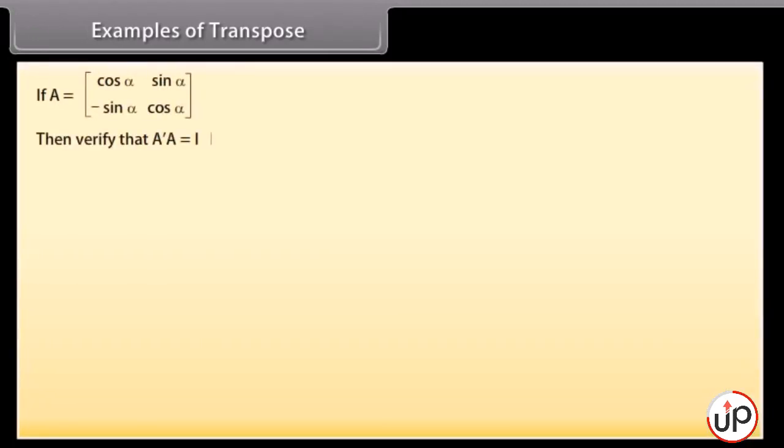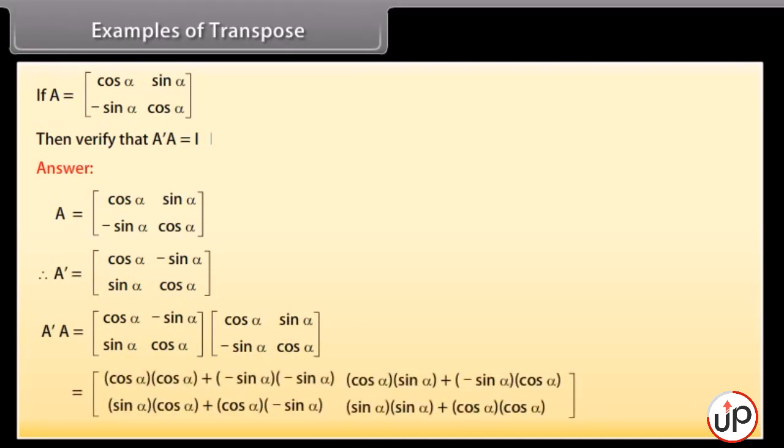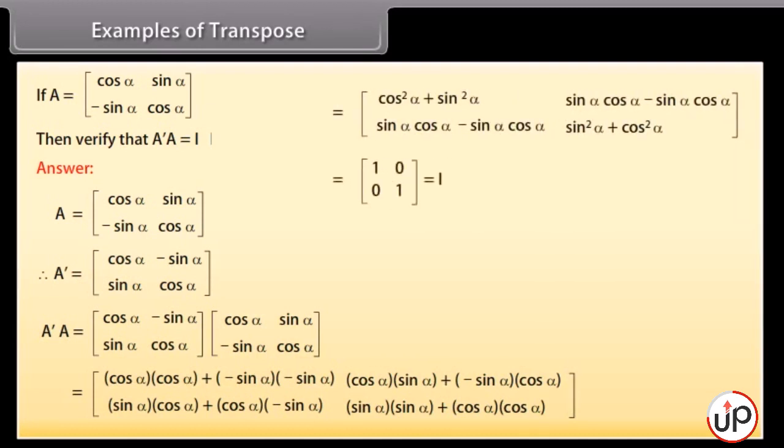Examples of transpose. If A is given, then verify that transpose of matrix A into matrix A is identity matrix. A is given. Therefore, its transpose A dash is the matrix with first row cos alpha, minus sin alpha, second row sin alpha, cos alpha. Multiplying A transpose and A and solving, we get A transpose A is equal to identity matrix, hence verified.